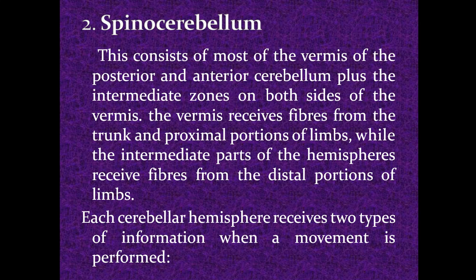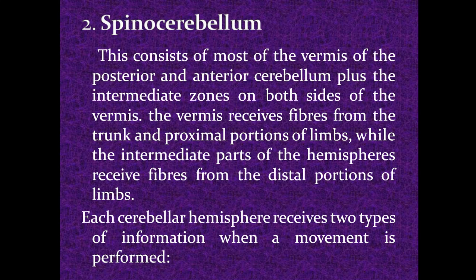The second is spinocerebellum. This consists of most of the vermis of the posterior and anterior cerebellum, plus the intermediate zones on both sides of the vermis. The vermis receives fibers from the trunk, as we said, and the proximal parts of the limbs, and the intermediate zones for the more distal portion.